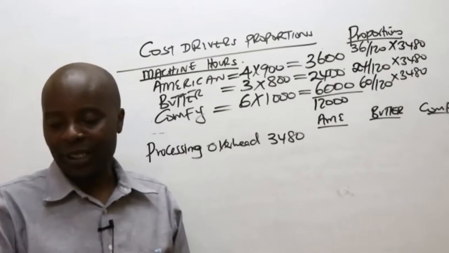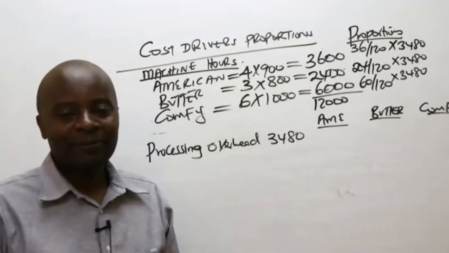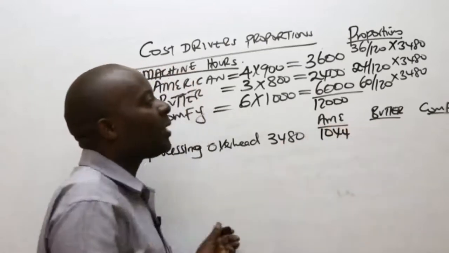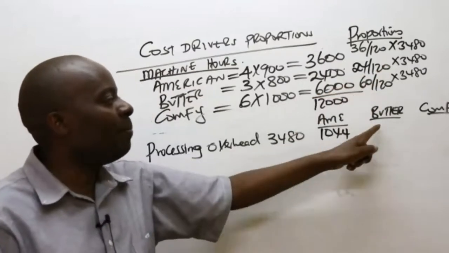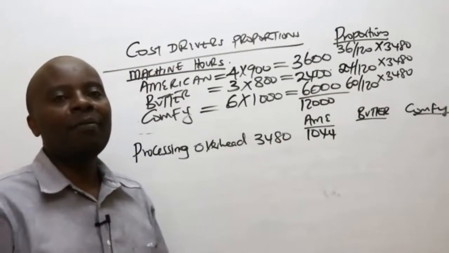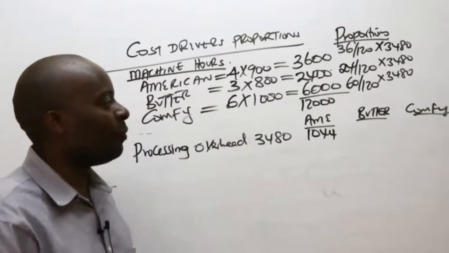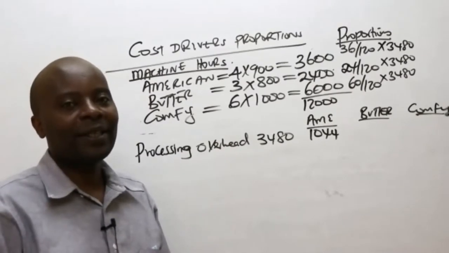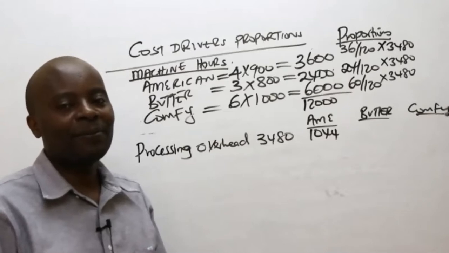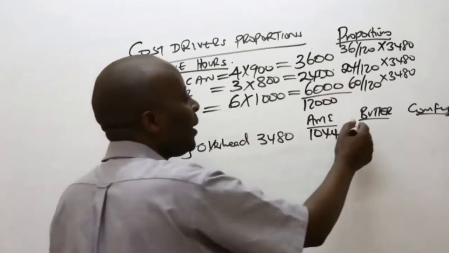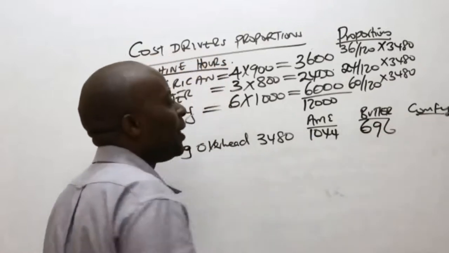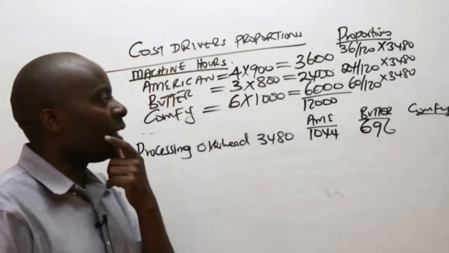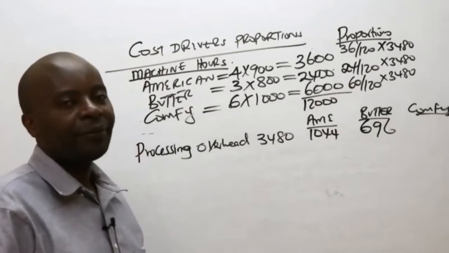I'm waiting to hear something from them. 1044. 1044. How about butterfly from this relationship? What are we going to get, somebody, for butterfly? 696, and then lastly, comfy. Comfy will be 60 over 120 times 3480.